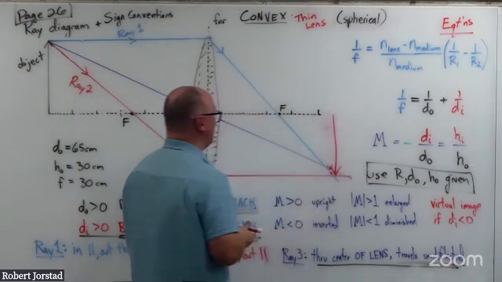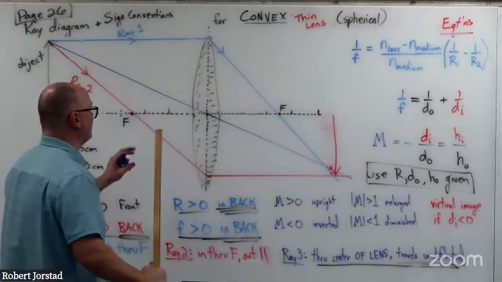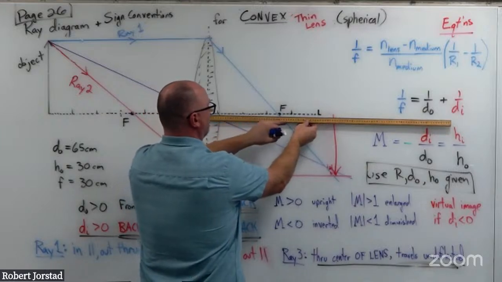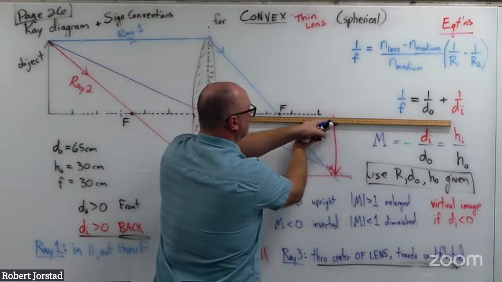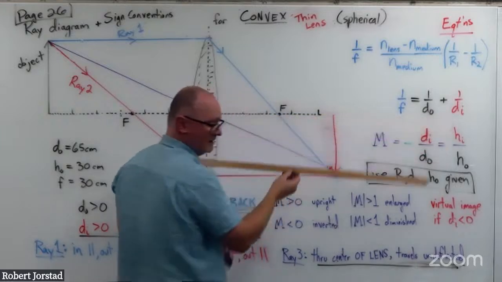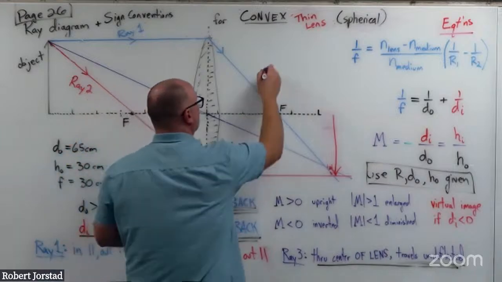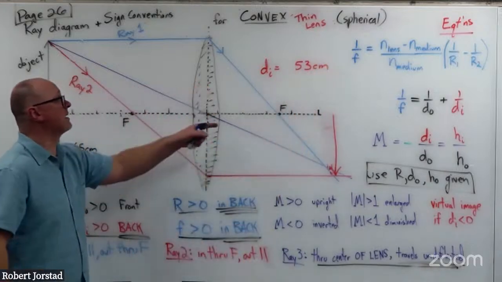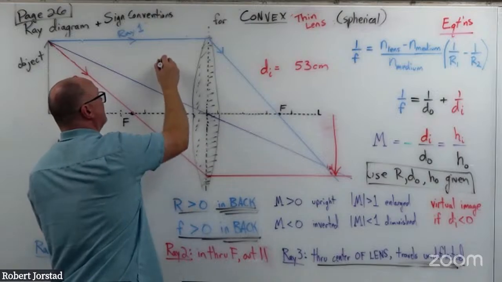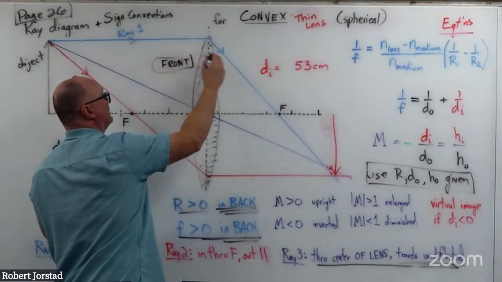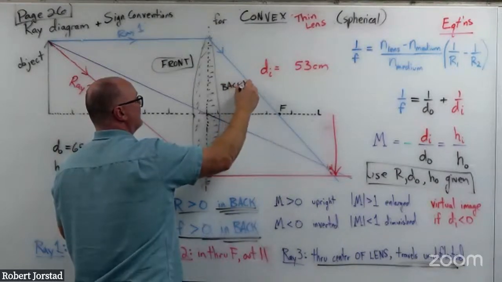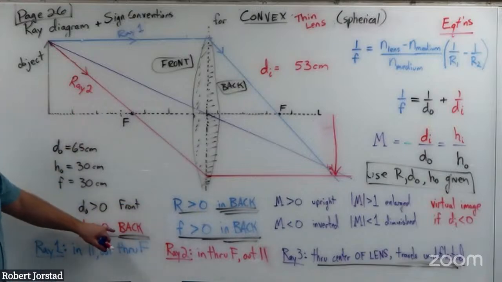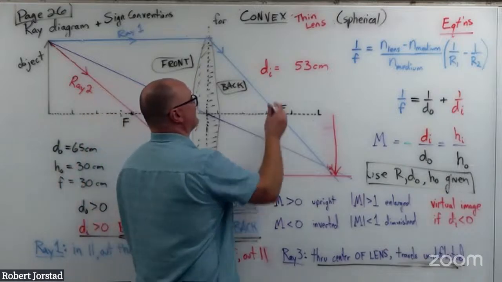All right. And so out of that, I'm going to get an image distance of 10, 20, 30, 40, 50, I don't know, 53, 52. Let's just say DI equals 53. Is it positive or negative? It's on the back side. Remember, this is the front side, and this is the back side. For a lens, the image is positive in back. So this should be a positive image distance.